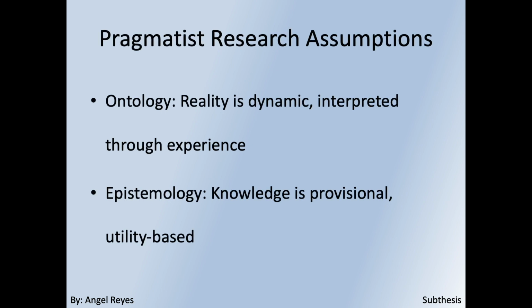When applied to research, pragmatism makes distinctive ontological and epistemological assumptions. Ontologically, pragmatists view reality as dynamic and fluid, constantly being renegotiated, debated, and interpreted through human experience. This differs from positivism's single objective reality and interpretivism's multiple constructed realities. Epistemologically, pragmatists consider knowledge as provisional and instrumental, valuable when it helps solve problems. Knowledge is evaluated based on its utility, rather than its correspondence to an external reality or its internal coherence. These assumptions provide the philosophical foundation for methodological flexibility.